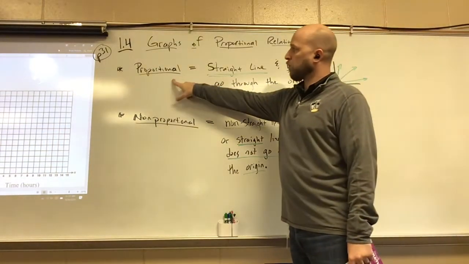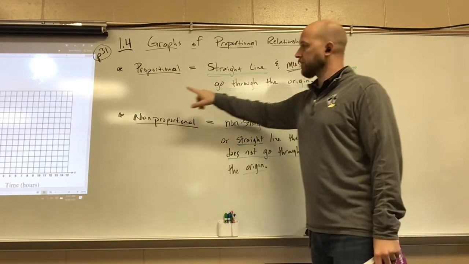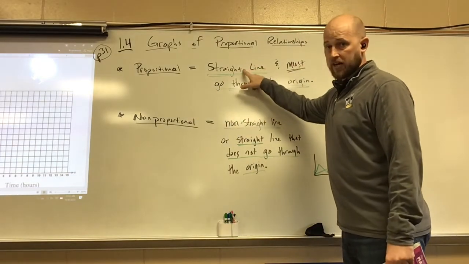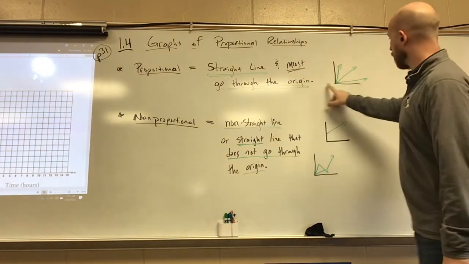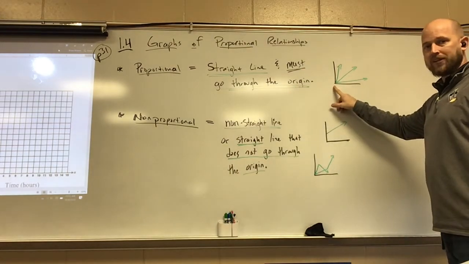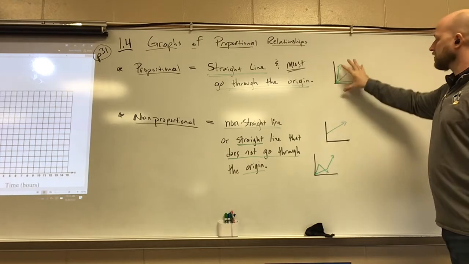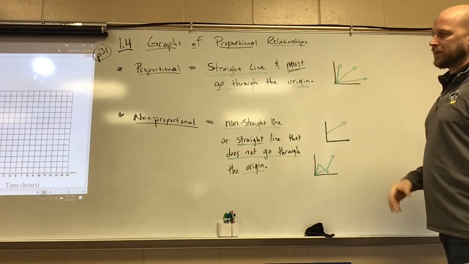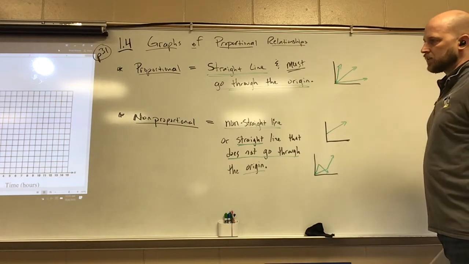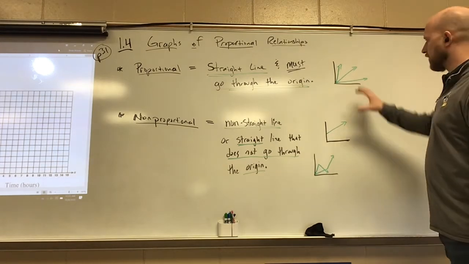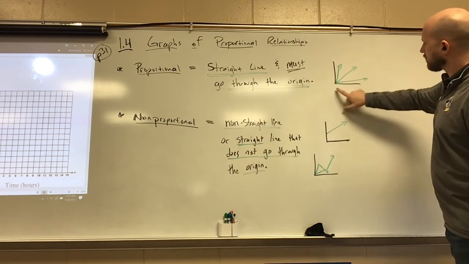So for it to be proportional, by looking at the graph, it needs to be a straight line and it must go through the origin. The origin is the point 0, 0. The graphs we're dealing with are basically in the first quadrant, like line graphs.